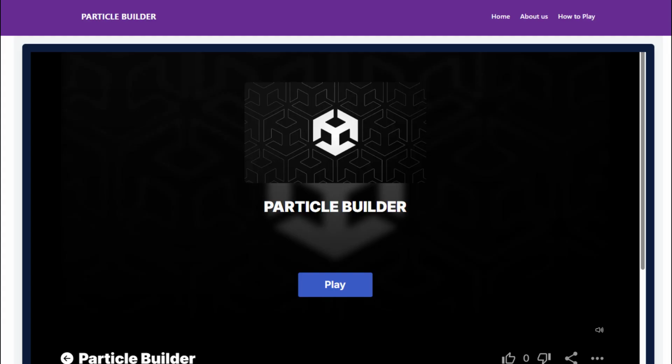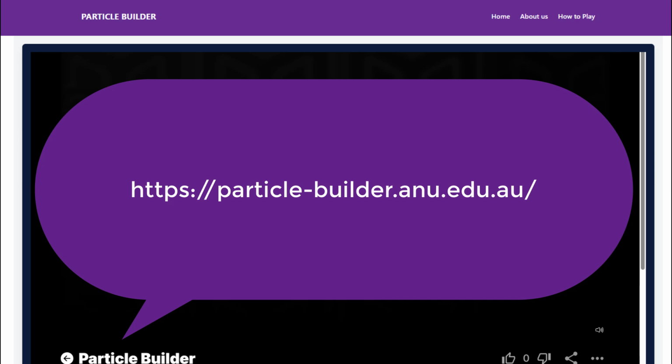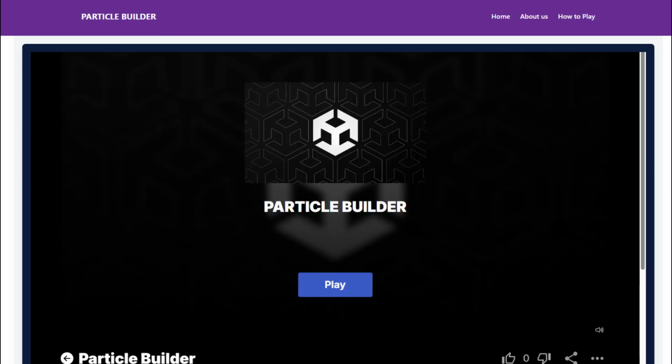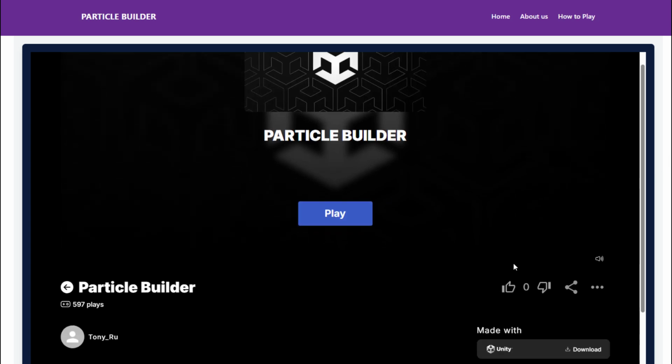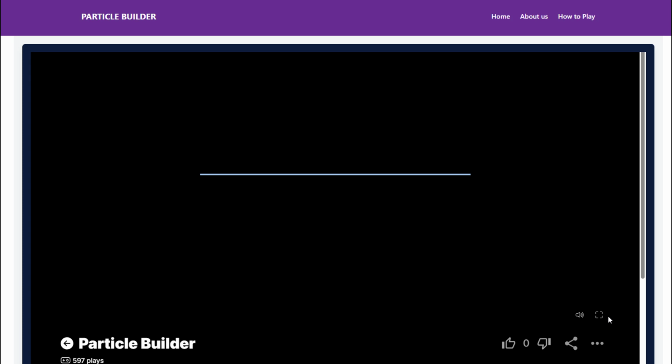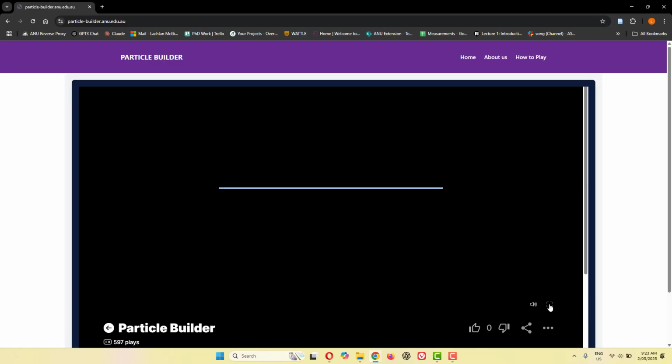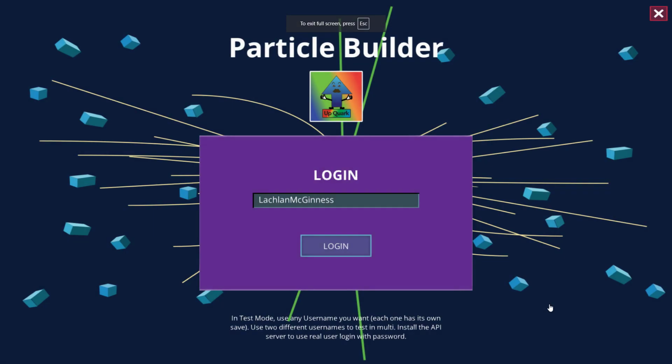So for you or for your students to play Particle Builder, go to particle-builder.anu.edu.au and it will bring you to this website here. To play, you can just click play. There will be a little bit of time of loading, so just wait for it to load. Click this full screen button. That will ensure that everything renders correctly as it should.